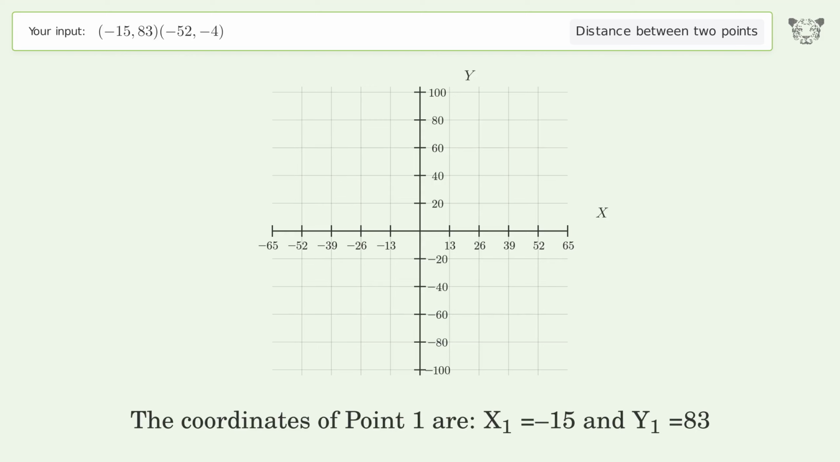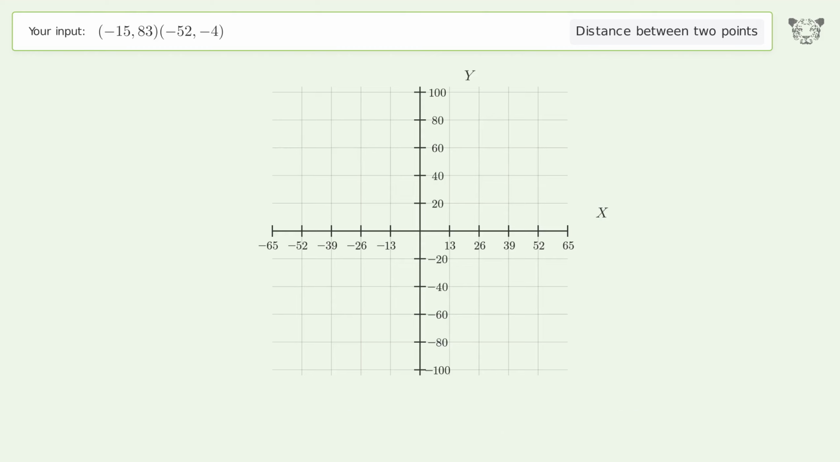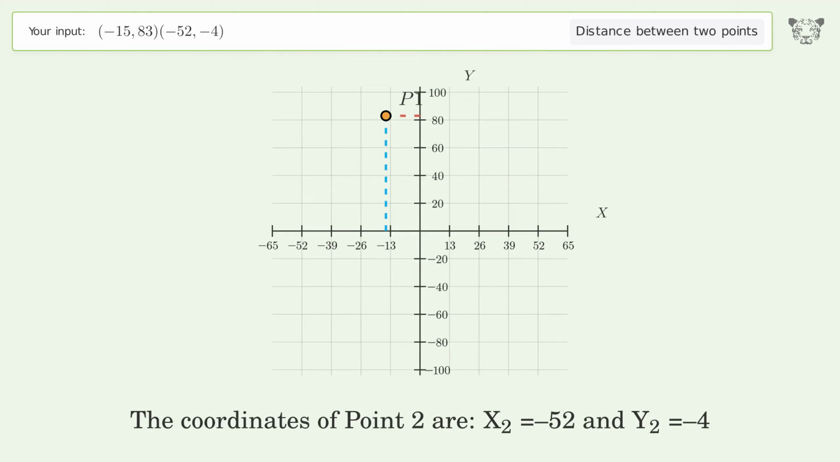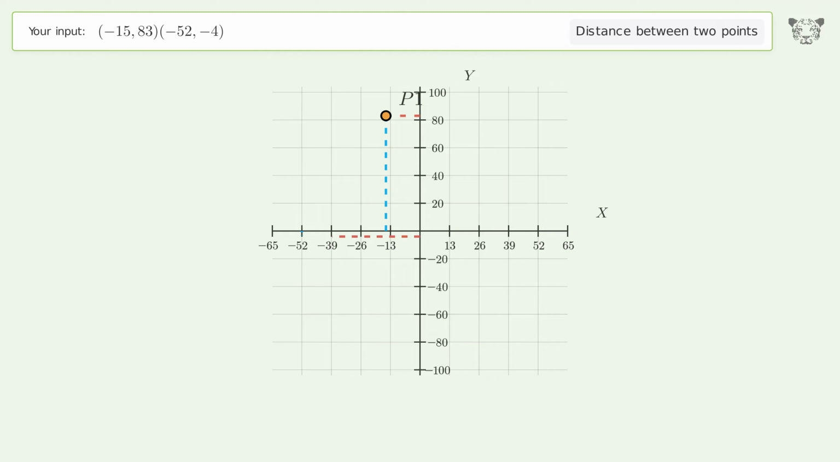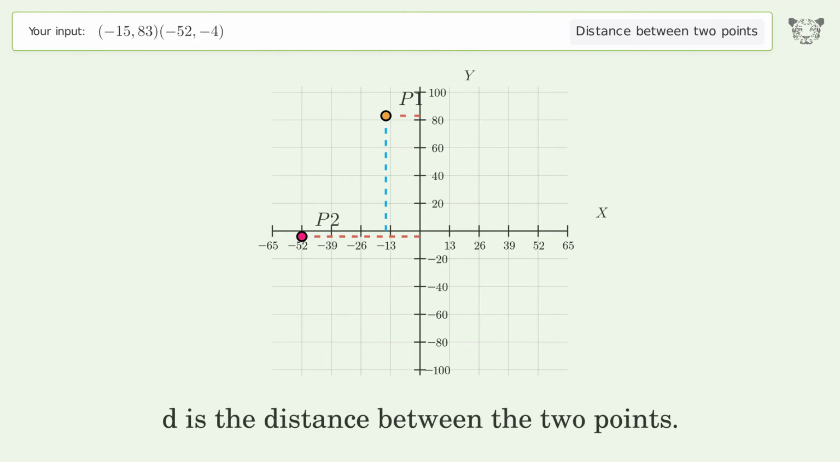The coordinates of point 1 are x1 equals -15 and y1 equals 83. The coordinates of point 2 are x2 equals -52 and y2 equals -4. D is the distance between the 2 points.